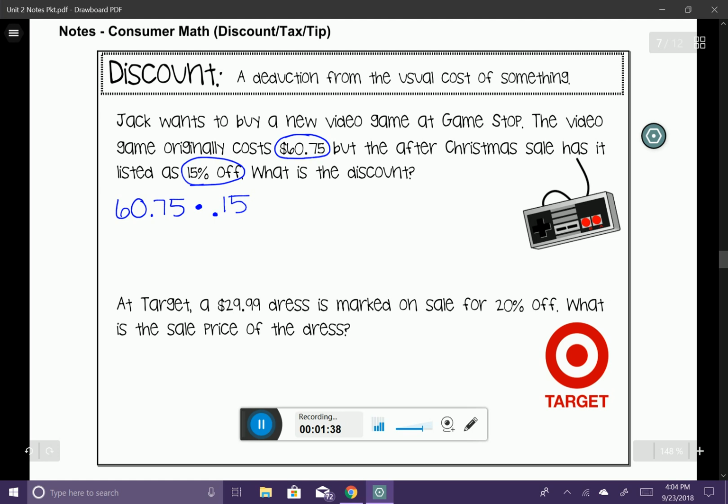The way that I did that, I'm just going to go up here to the side. I have 15%, and I'm going to move the decimal 1 space, 2 spaces to give me that 0.15 decimal. So I'm going to go ahead and calculate that. And remember, with percent of a number, we always use multiplication. That's going to give me the number 9.1125. Now, that is 15% of $60.75.